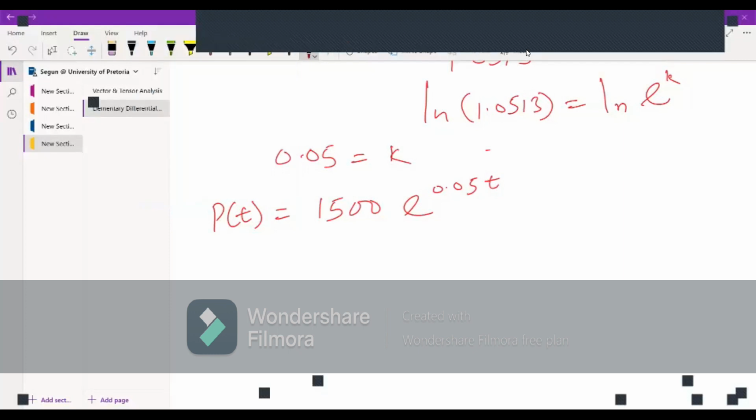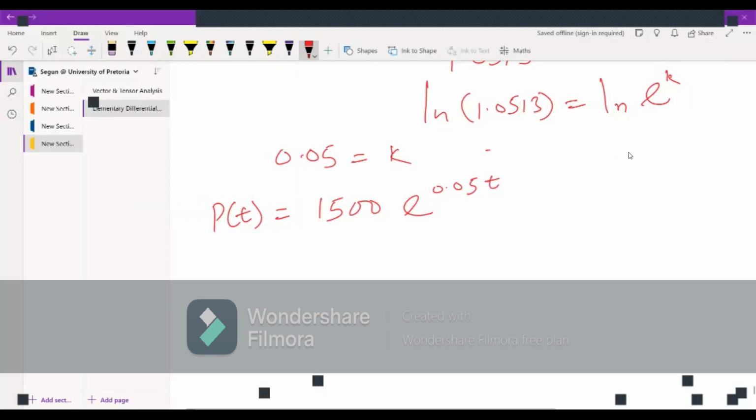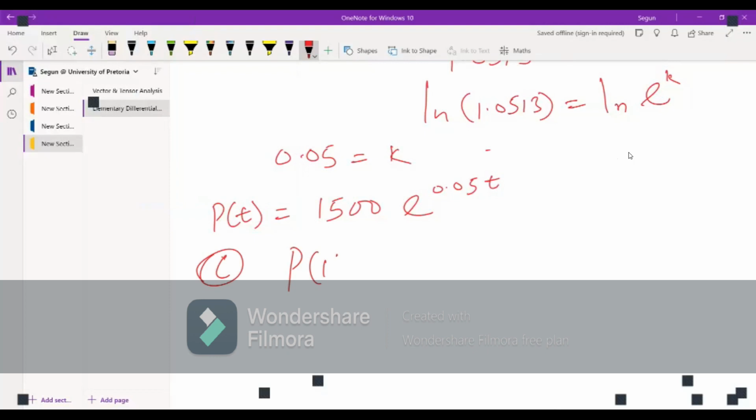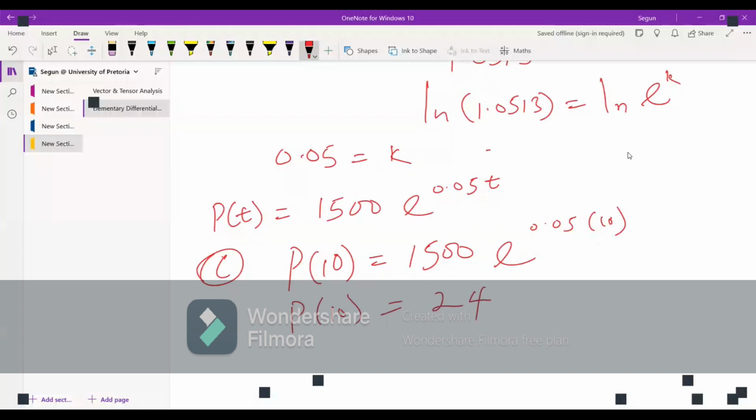Okay, let's proceed from here. So our P of t equals this, and we have our k to be 0.05. Then for C, we have calculated A and B. C now says, when your small t is equal to 10, what happens? So we have 1,500 exponential 0.05 times 10. Then P of 10 is equal to 2,473. So you can calculate it.